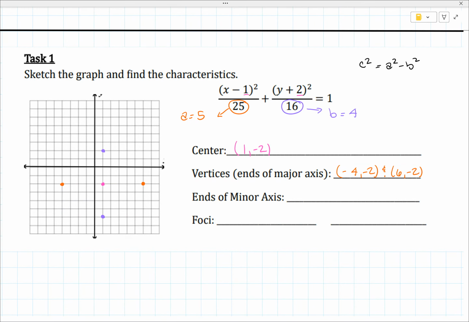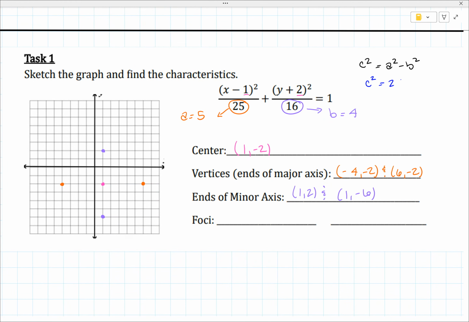And 4. And those points are going to be 1, 2, and 1, negative 6. So back to my equation for our c squared. That is how we're going to find where the foci are located. So I'm going to plug these in.